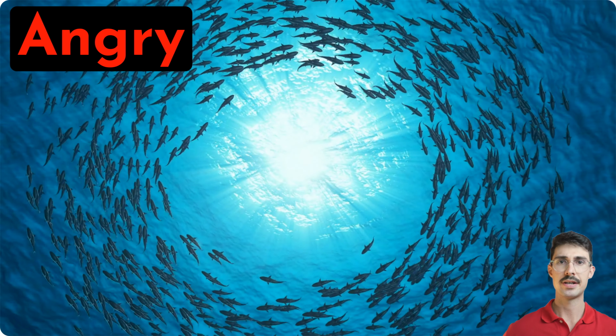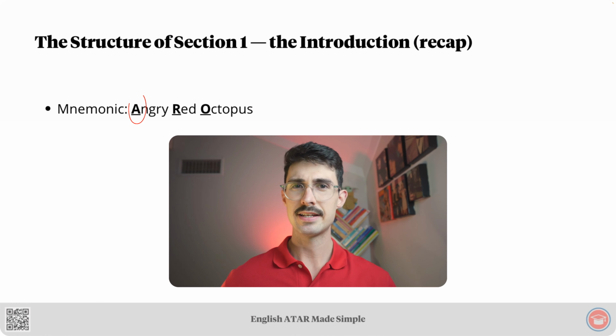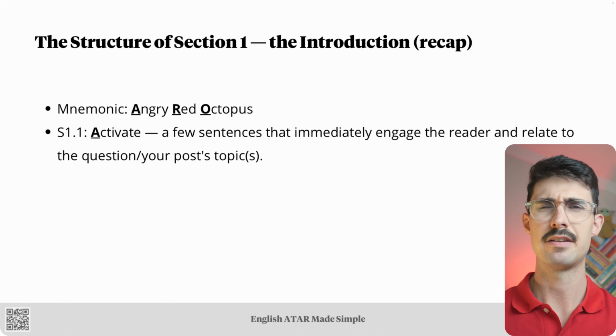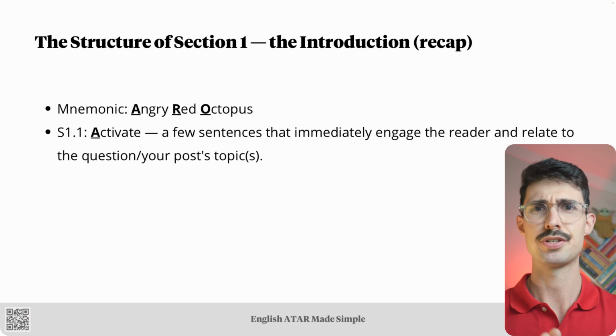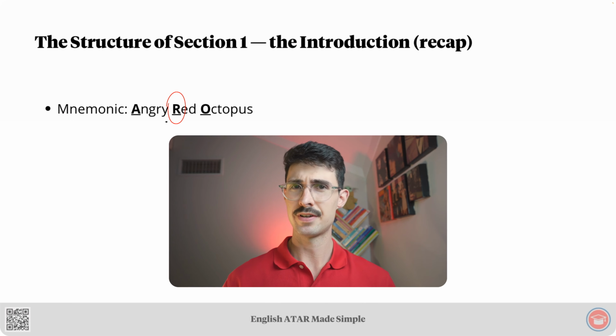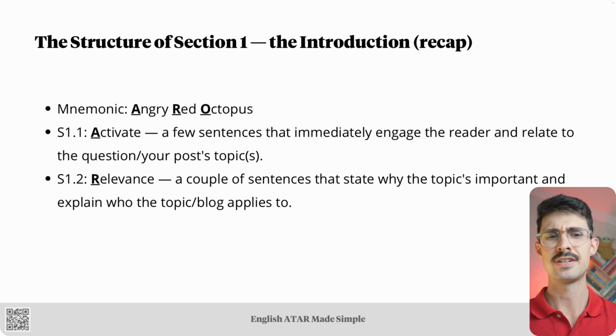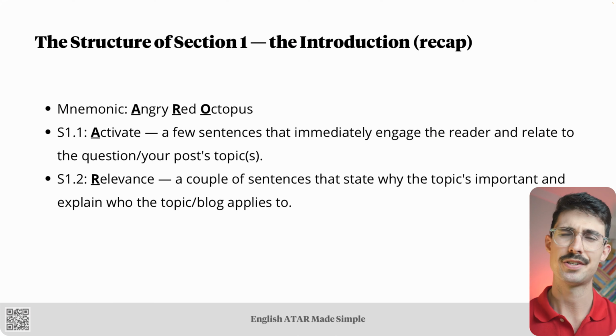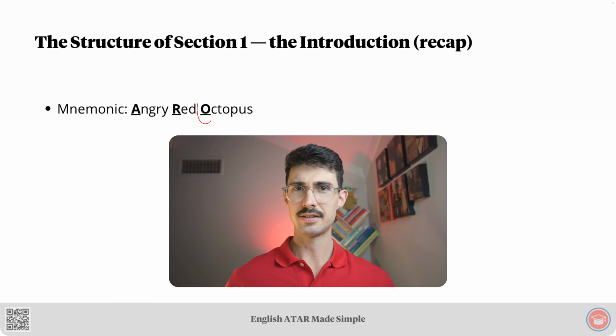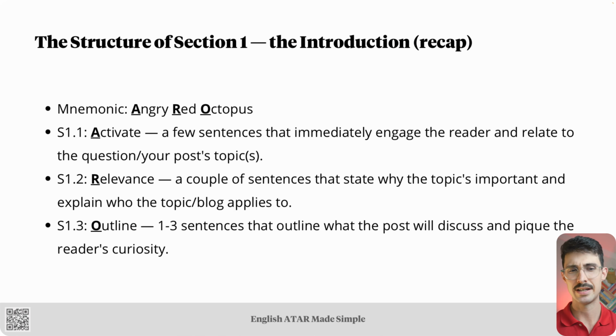Mnemonic: Angry Rude Octopus. The A stands for Activate, Section 1.1. The activate is a few sentences that immediately engage the reader and relate to the question or your post's topic. The R stands for Relevant, Section 1.2. The relevant is a couple of sentences that state why the topic's important and explain who the topic or blog applies to. Finally, the O stands for Outline, Section 1.3. The outline is 1 to 3 sentences that outline what the post will discuss and pique the reader's curiosity.